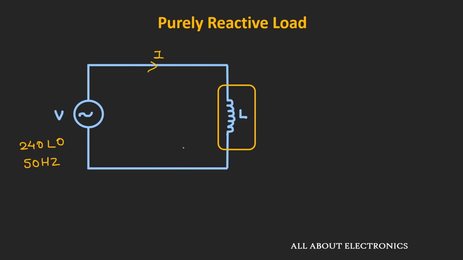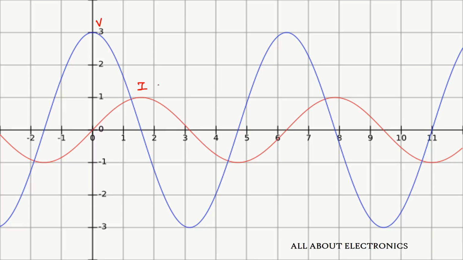Similarly, now let us say we have a purely reactive load connected to the voltage source, and let us assume the value of this reactive load is 40 ohm. For this purely inductive load, the current I can be given as 240 divided by j40, which comes out as 6 ampere. As you can see here, in the case of a purely inductive load, the current will lag the voltage by 90 degrees, and if we see the waveforms, they will look like this.